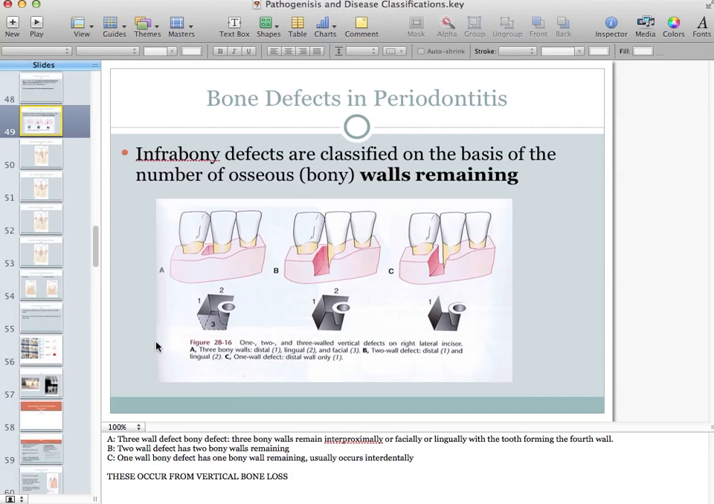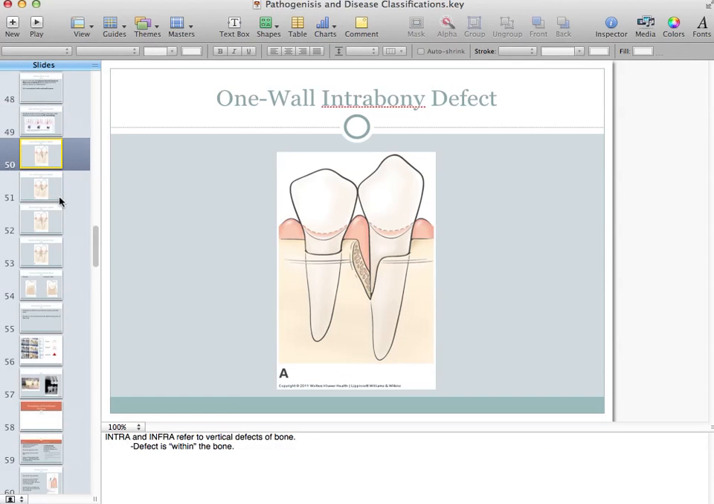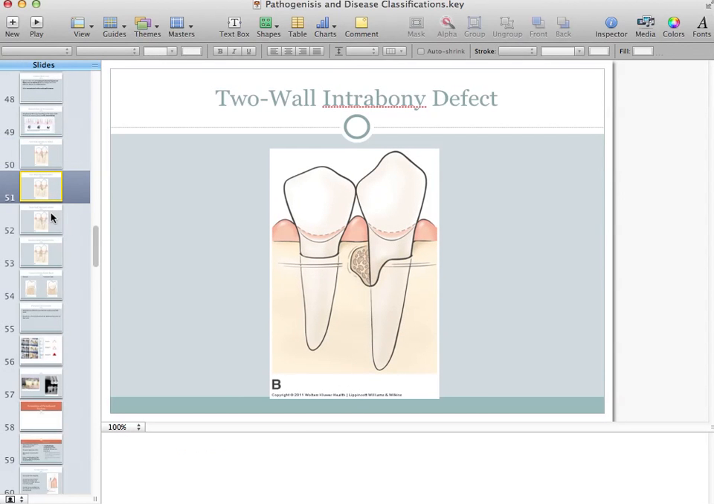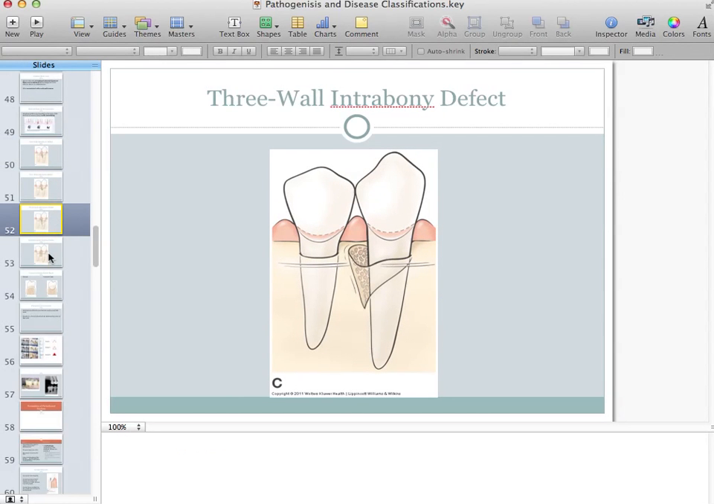These defects occur from vertical bone loss. You're not going to see these in horizontal, right? Because in horizontal, all the bone gets pushed down. In vertical, just areas and parts of the bone get pushed down. So again, we're going to look at big pictures of that. This is a 1-wall defect because 1 wall is missing. 2 walls are missing. 3 walls are missing.